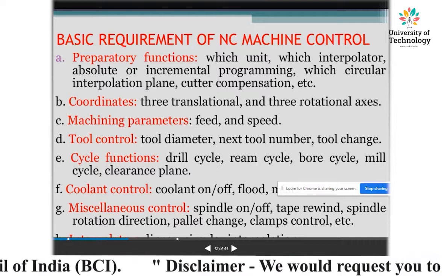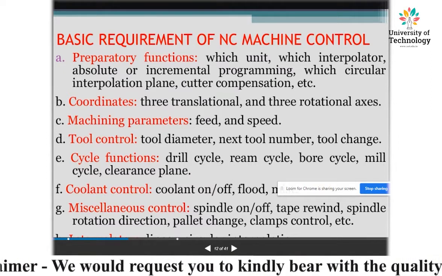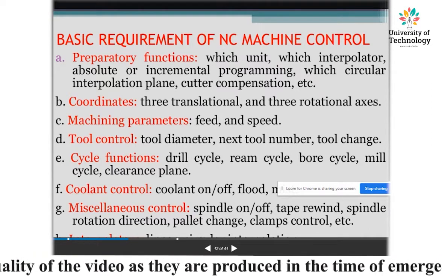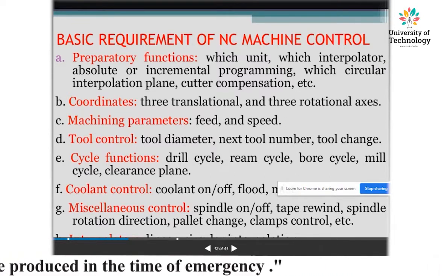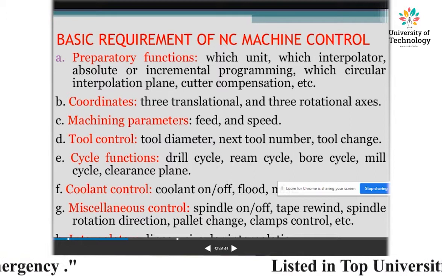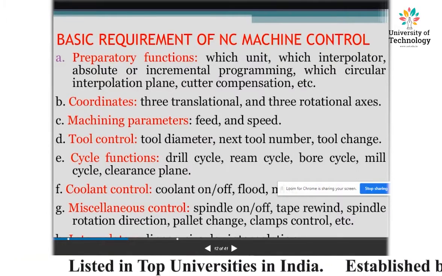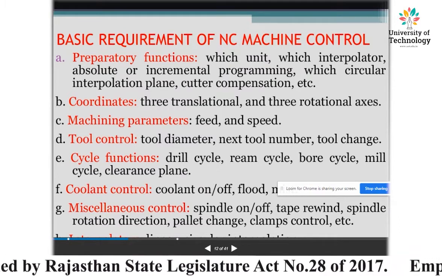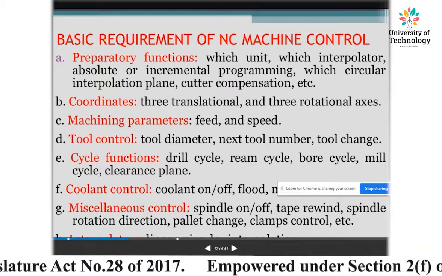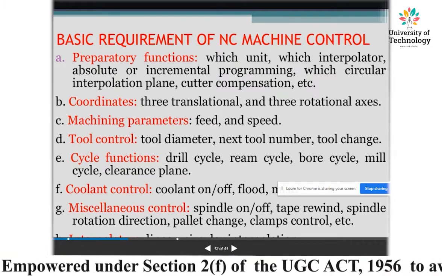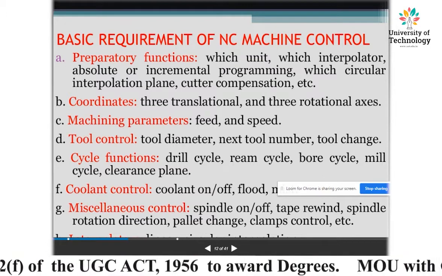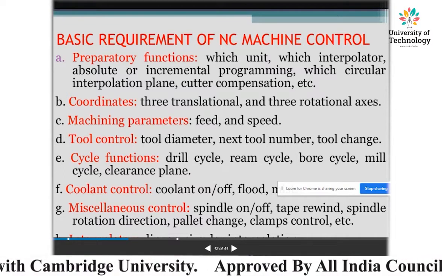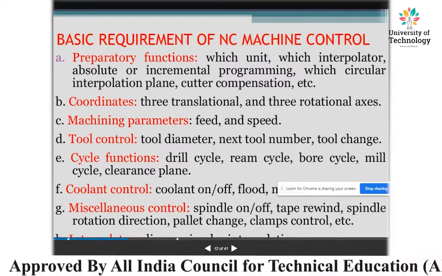Machining parameters, like feed rate and spindle speed in the ANSI system. That is the basic requirement of machine control. Tool control means tool diameter, next tool number, and tool changing option for tool control in NC. Cycle functions mean repeating operations like drilling cycle, ream cycle, bore cycle, mill cycle, and the clearance of the plane. These are all cycle functions in NC systems.